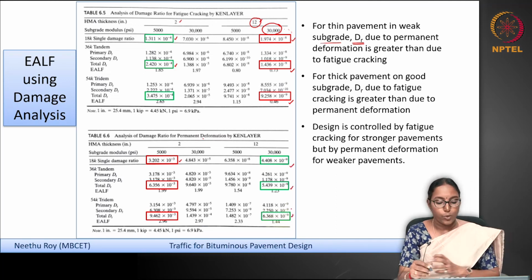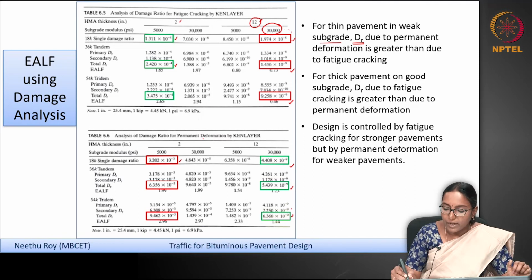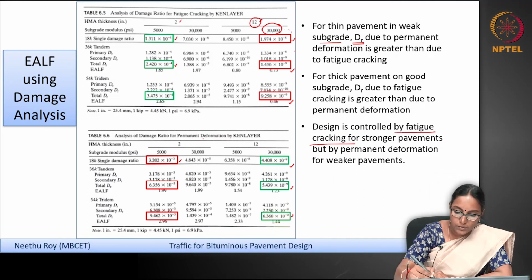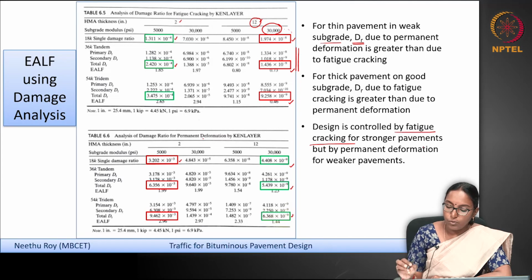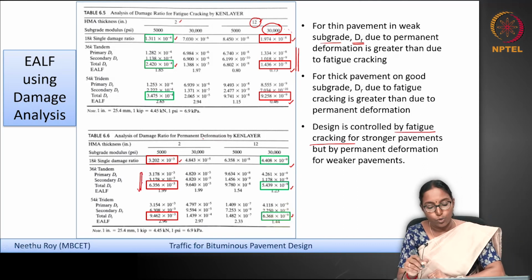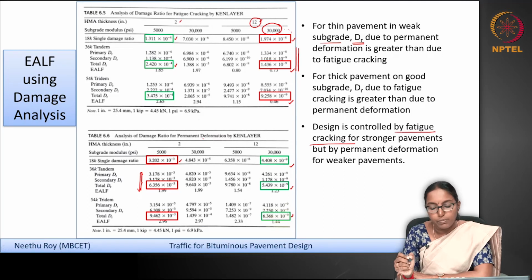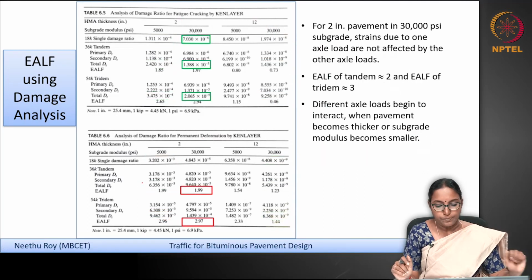So essentially what you can note is that the design has to be controlled by the fatigue cracking criteria if it is a stronger pavement, as you can see from here, whereas if it is a weaker pavement, as you see here, this is a thin pavement, the design has to be controlled by the permanent deformation. So this is what is observed from this analysis.